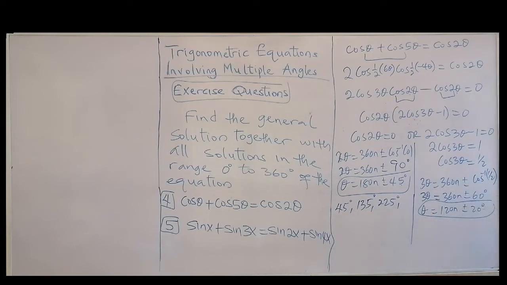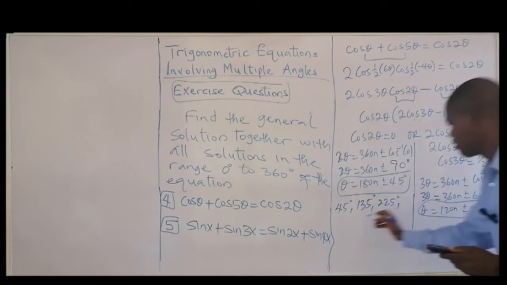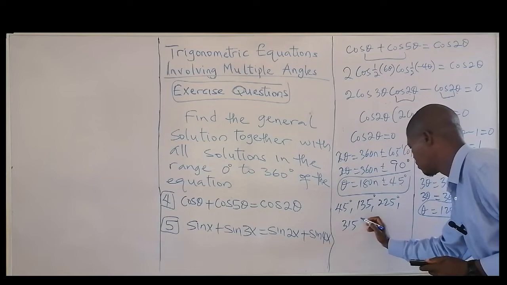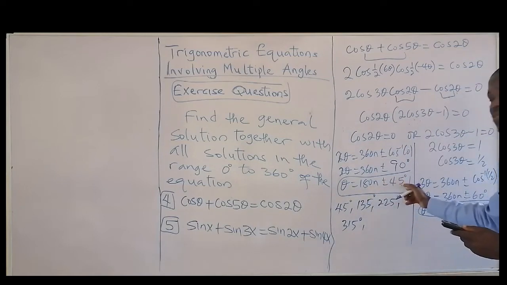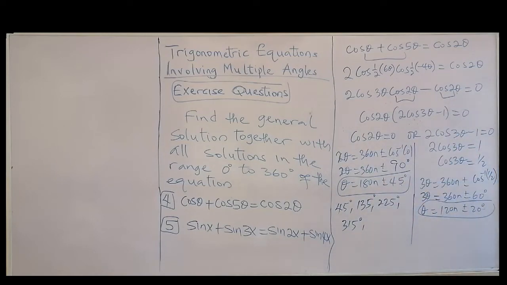N is 2, that's 360 minus 45, that's 315. Also for n is 2, 360 plus 45 is out of range, so we stop there. Let's come back here. N is 0 here, theta will be equal to 20.